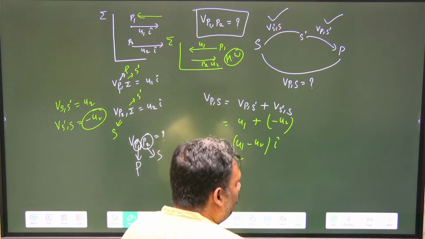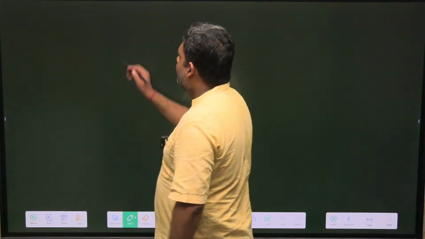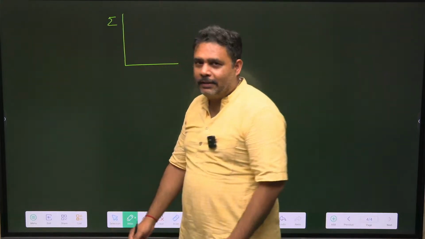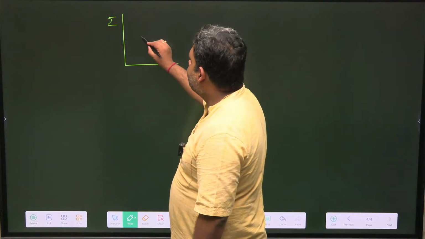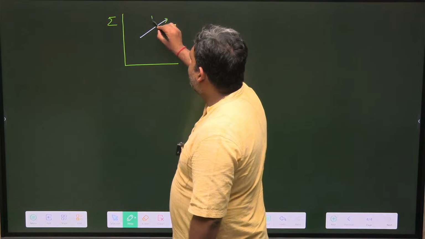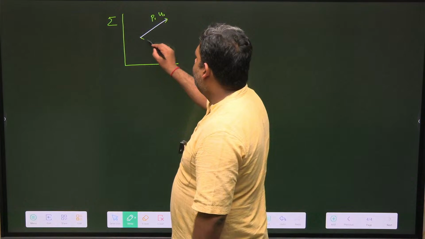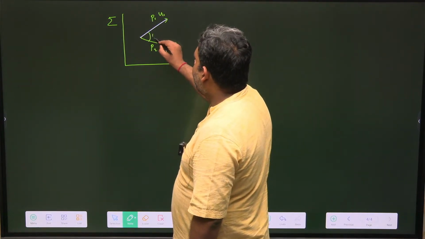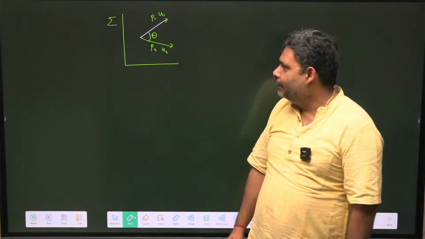So let's try to go for my final model. What is this particular final model? The final model is what we are going to do. This is again my frame sigma. This is again an inertial frame. And what you have? You have basically P1 is moving with U1 and P2 is moving with U2, and the angle between them is theta. And this is very interesting. The angle between them is theta.